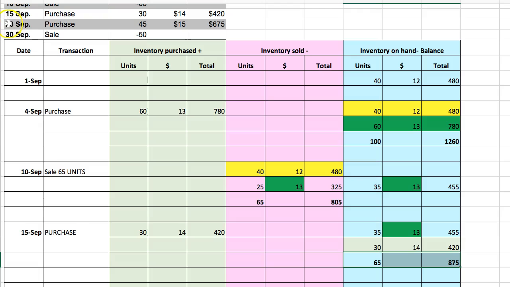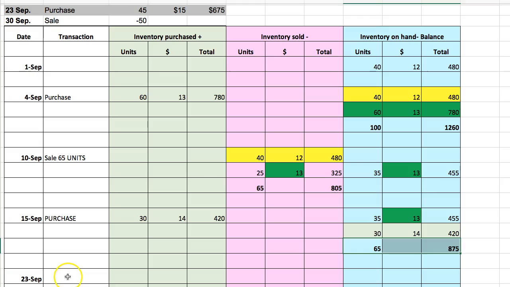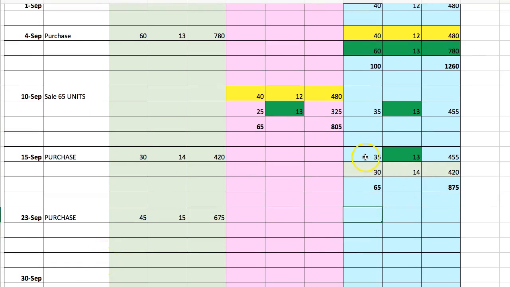All right, back to the question, 23 September, it's another purchase. So we'll put that in. We have 45 units, $15, and that's 675. So our balance now, we're going to copy down. See if that works this time. Copy down what we already had and then put our new one underneath. And let's add them up.